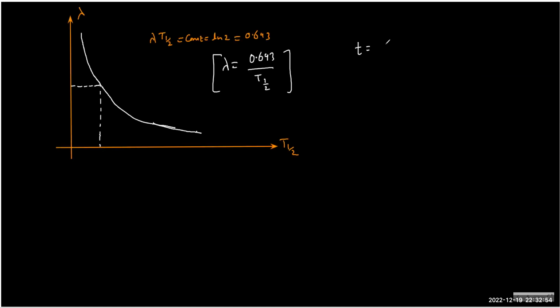So since t equals 1 by lambda, I'll just write it once again here. t equals 1 by lambda ln N naught by N. And we just realized that this we can rewrite as t half by ln2, so ln2 by t half, right?